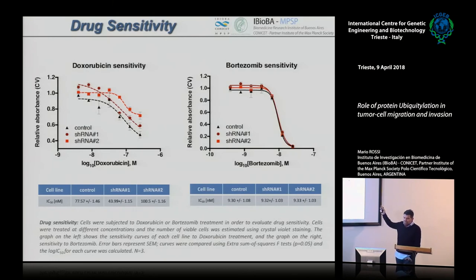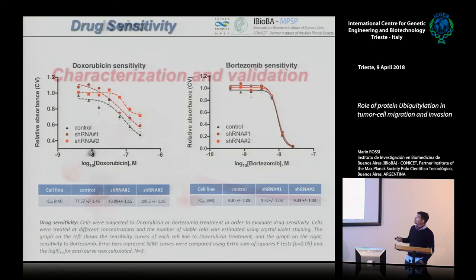So somehow, this was suggesting that the possible targets of USP19 were not just a broad and forced stalling of the ubiquitin protein system, but were acting on specific targets that we have yet to identify.